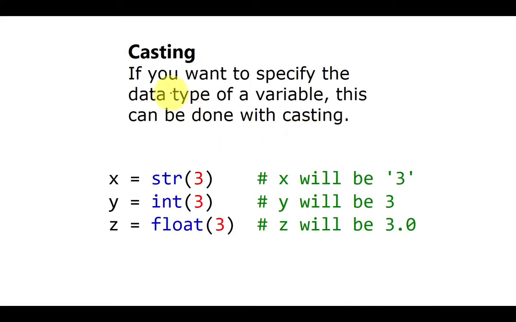Casting. If you want to specify the data type of a variable, this can be done with casting. So we have str. We are converting the 3 into a string, and we are also converting, well, this is a number already, 3 is an integer already, so we're just reconverting it to an integer again. Now we're converting this 3 into a float, which means we're now going to have 3.0. I'm going to show you an example.